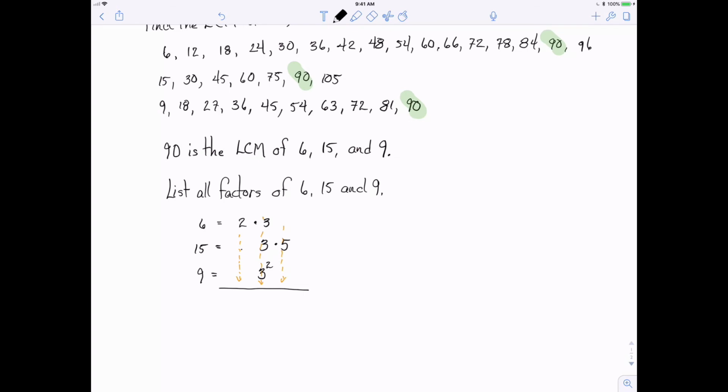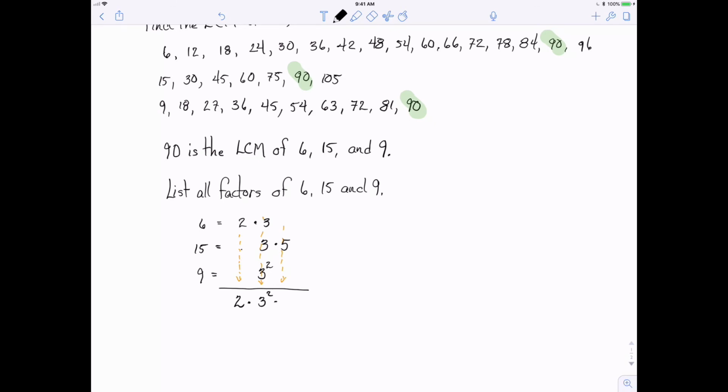So the highest count of 2s is 1, from the 6. So 2 times. Now, when we come to the 3s, the 6 has 1 three, the 15 has 1 three, but the 9 has 2 threes. That's the highest count of 3. So we need a 3 squared.